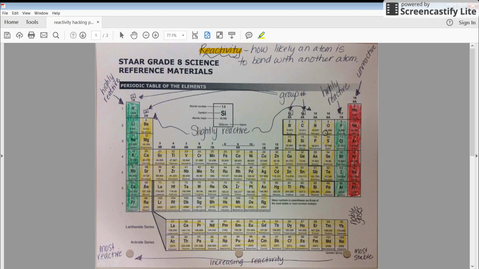Remember, valence electrons are the outermost electrons only. So for example, carbon has 6 total electrons, but there are 4 of them in the outer shell. Remember, there's 2 on the first shell and 4 on the second shell. So that means the 4 are the outermost. And the reason we have to focus on the outermost shell is because those are the ones involved in bonding.